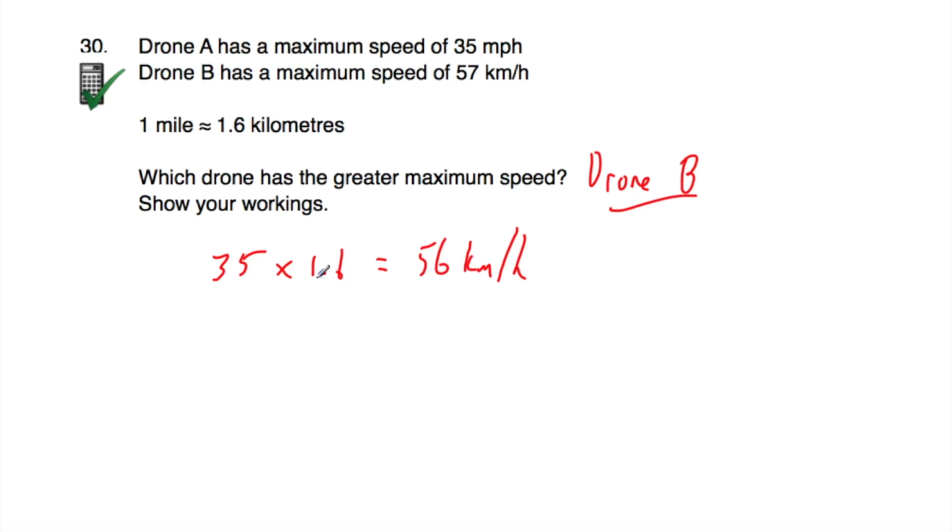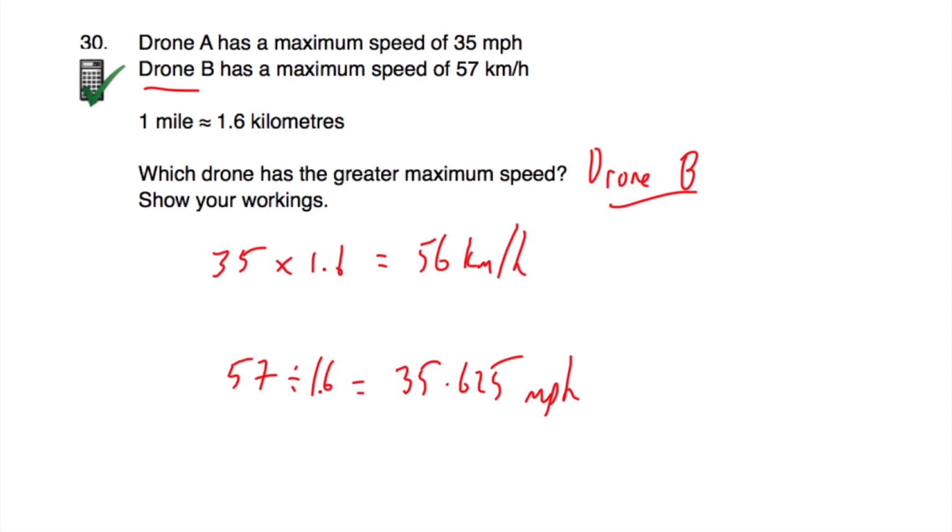And that's it. Alternatively, we could divide the 57 by 1.6, because that would tell us how many miles per hour. 57 divided by 1.6 is equal to 35.625 miles per hour. So that speed of 57 kilometers per hour is approximately equal to 35.625 miles per hour, which is greater than 35. So again, drone B would have the greater maximum speed. And that's it. You only need to use one of these approaches. You can either change this into kilometers per hour or that into miles per hour and then see which one has the greatest maximum speed, which is drone B.